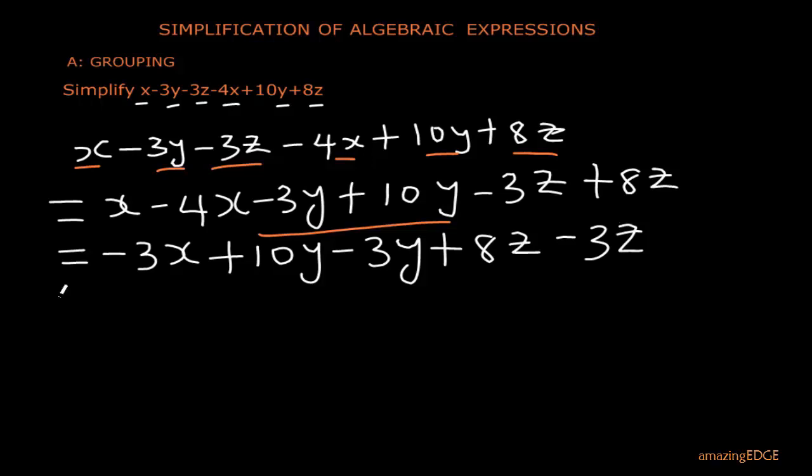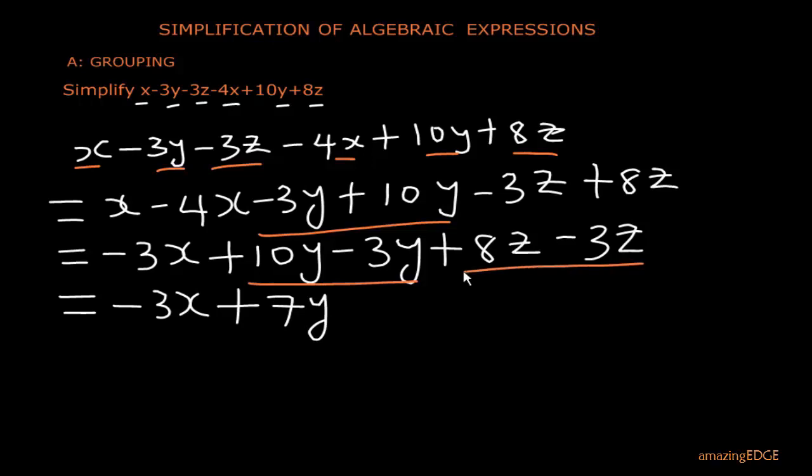So I'll now have this to be equal to, so x is there alone. x has no other partner now. So we retain the minus 3x. Okay. Then we now handle this portion. So we have 10y minus 3y, and that will give us 7y, which is plus 7y. Okay, then we go to the last part, those involving z. So we see that 8z minus 3z will give us plus 5z. So we have plus 5z now.